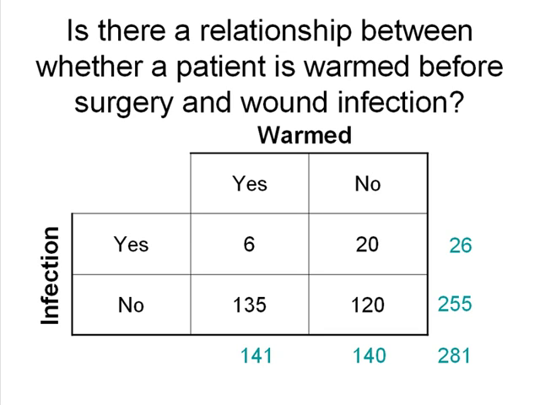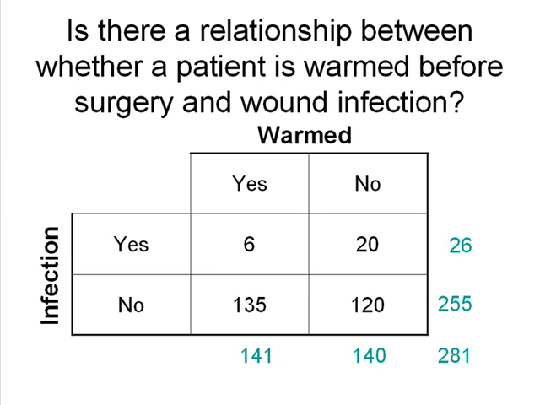Here's a question I saw in a recent research article that a student sent me. It said, is there a relationship between whether a patient is warmed before surgery and whether that patient develops wound infection? So we have a 2x2 table here. We have 2 rows and 2 columns of data. Whether or not the patient was warmed, there were 141 total patients that were warmed. 6 of those developed an infection. 135 of them did not.